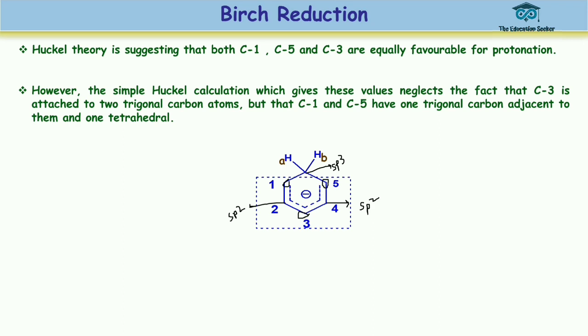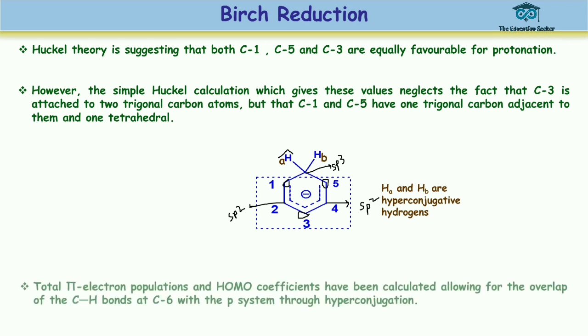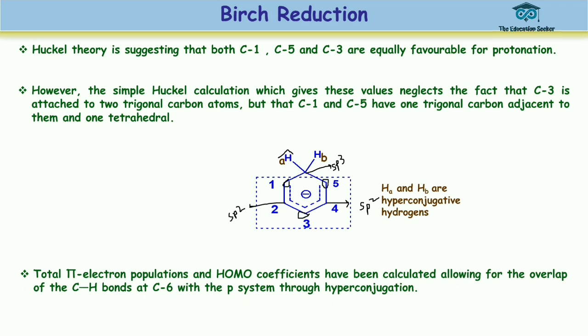And there is another fact that we missed out, that is there are two hyperconjugative alpha hydrogens, that is HA and HB. If these hyperconjugative alpha hydrogens can undergo hyperconjugation with the pi system, then the pi electron density at each carbon will be different. So the total pi electron population and the HOMO coefficients have been calculated, allowing for the overlap of the CH bonds at carbon 6 with the pi system through hyperconjugation.